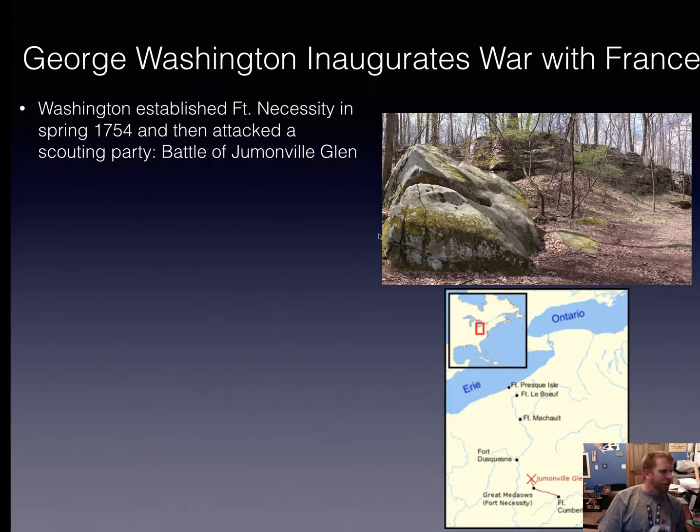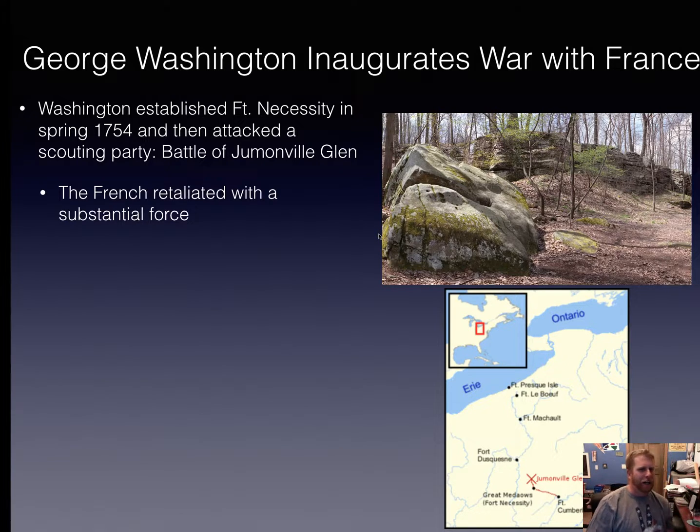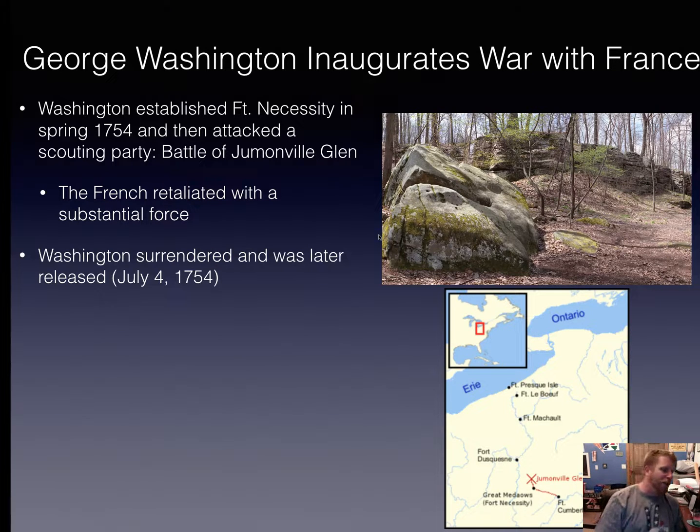So Washington established Fort Necessity in the spring of 1754, and then attacked a scouting party, against orders, at the Battle of Jumonville Glen. The French retaliated with a substantial force. Some of the people that were attacked there were actually diplomats, and they had diplomatic immunity, and they weren't supposed to be attacked. And so the French retaliated. They captured Washington, and he could have been put to death for this, but they released him.